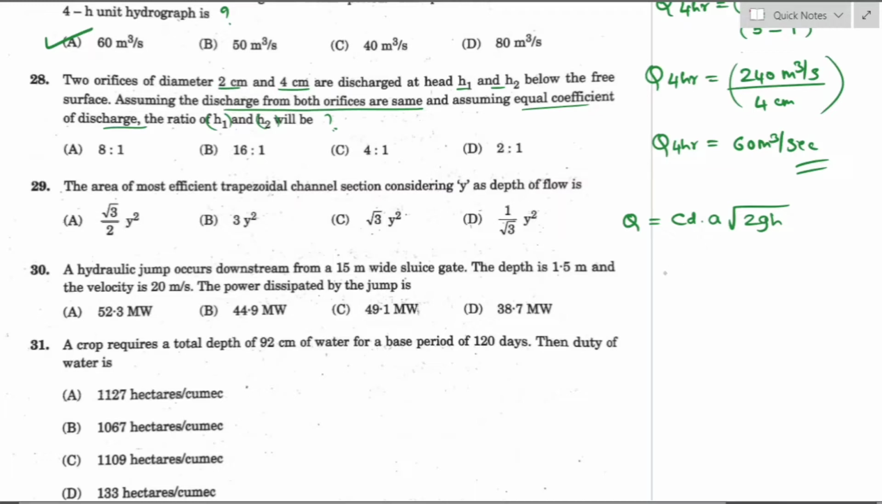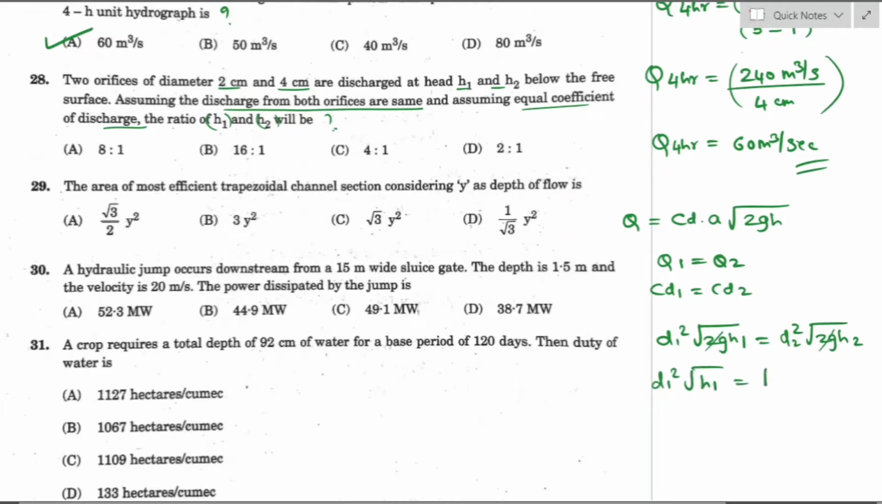So for two orifices, assuming the discharge is constant and coefficient of discharge as constant, the relation will be d1 square into square root of 2gh1 is equal to d2 square into square root of 2gh2. 2g and 2g is constant, so d1 square into square root of h1 is equal to d2 square into square root of h2.